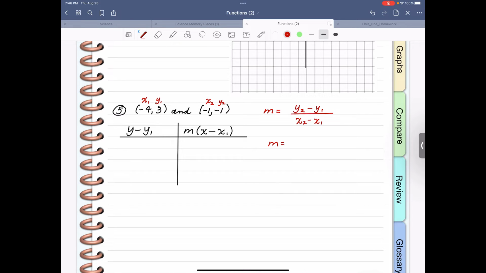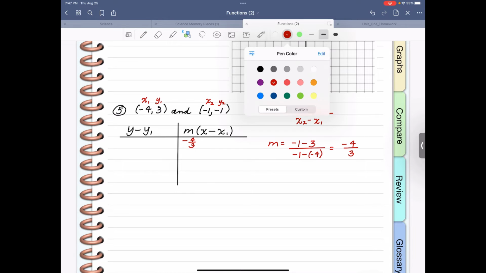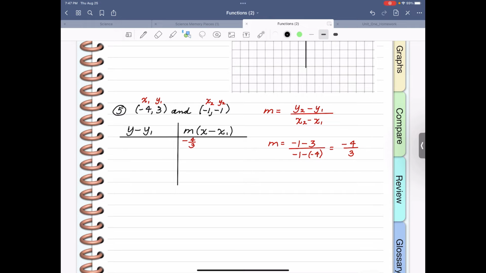So slope is going to be y sub 2 minus y sub 1 over x sub 2 minus x sub 1. So we have a negative 4 on top and a positive 3 on the bottom. So my slope is negative 4/3. Negative 4/3. And then we need to pick one of our points. I'll just use the negative 1, negative 1. It doesn't matter which one you use.